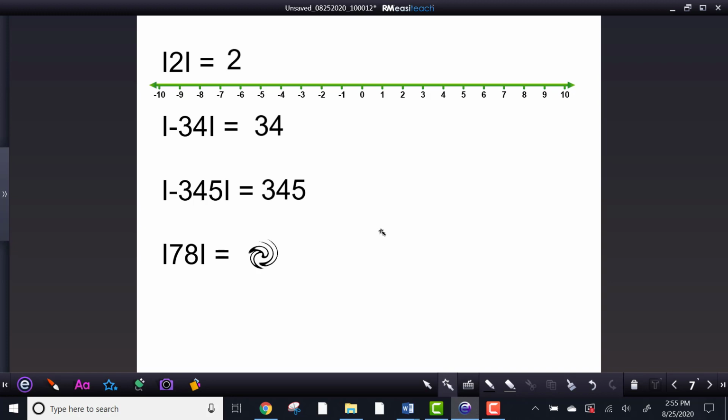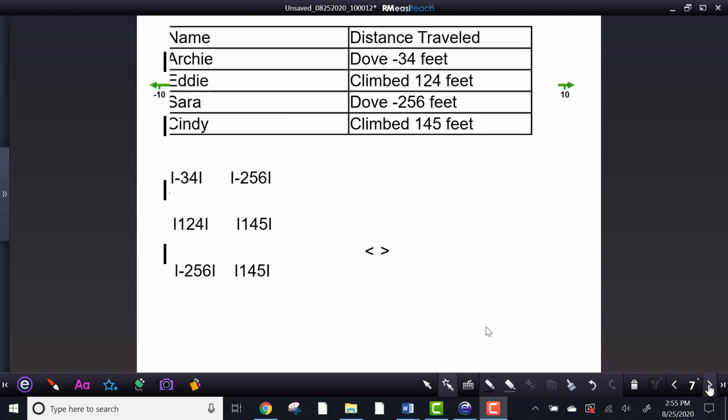What is the absolute value of 78? What I would like you to do now is write the absolute value of 78 in your math journal, and when you're finished, I'll have the answer for you. So I'd like you to pause the video now. So, the answer, absolute value of 78 is 78. So again, absolute value is always a positive number.